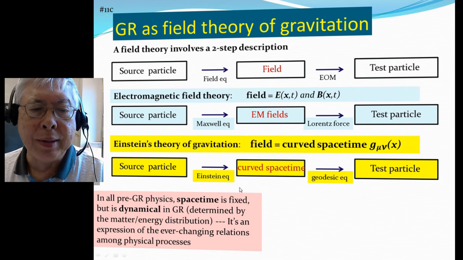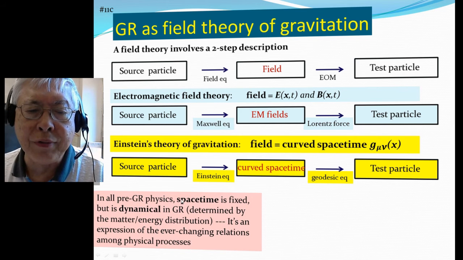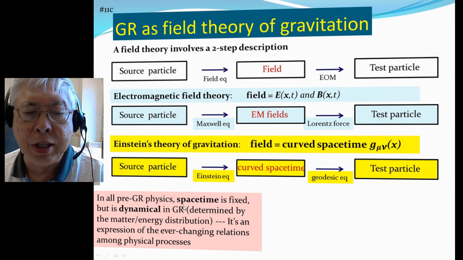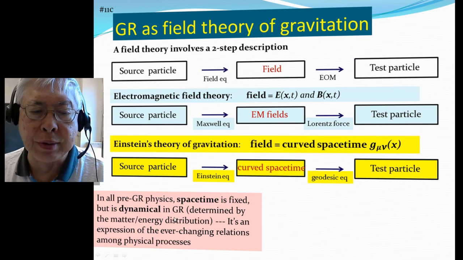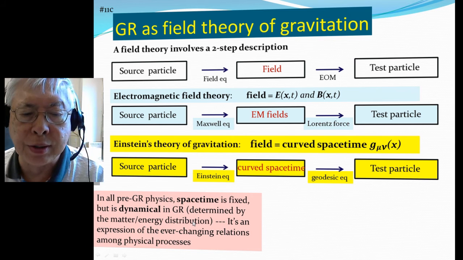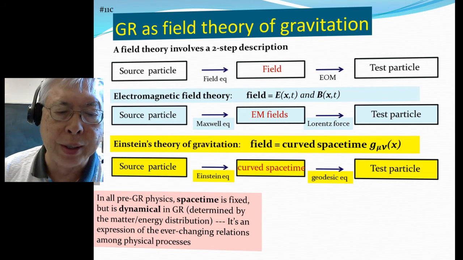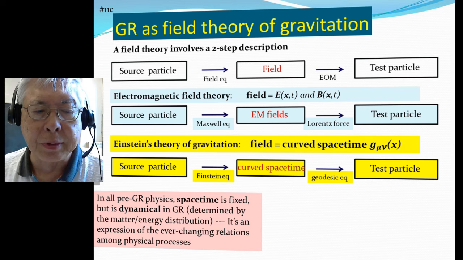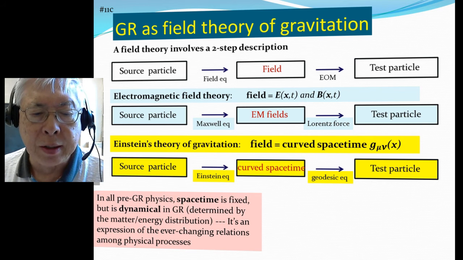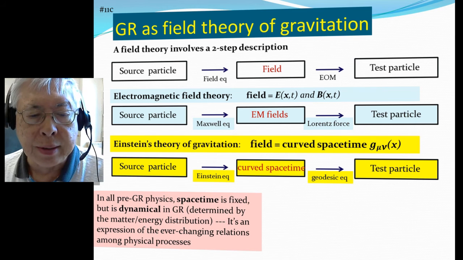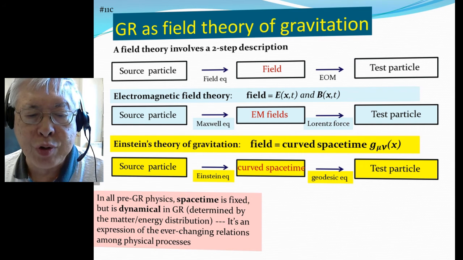Now, just a comment. In pre-GR physics, space and time, including in special relativity, is fixed. But in GR, space-time is dynamical. It's determined by the energy and the energy distribution. Matter and energy distribution will cause the space-time to curve in different ways. So space-time is a dynamic quantity. This is an expression of the ever-changing relation among physical processes.